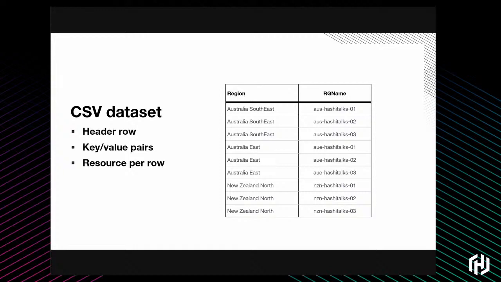Now RG name, that's resource group name. So you can see this is a data set for provisioning resource groups into Azure. And basically, each new line under the header row at the top represents a new resource in your deployment. So I just want to show this to you to start off with, to set the scene for what's going to come.